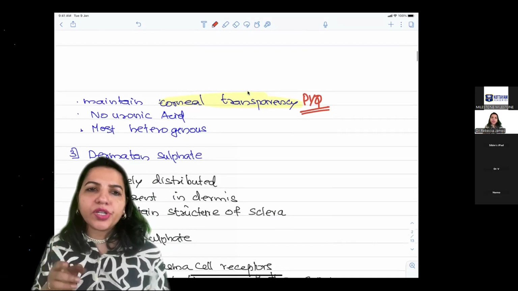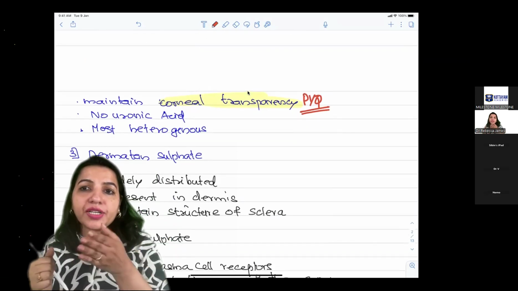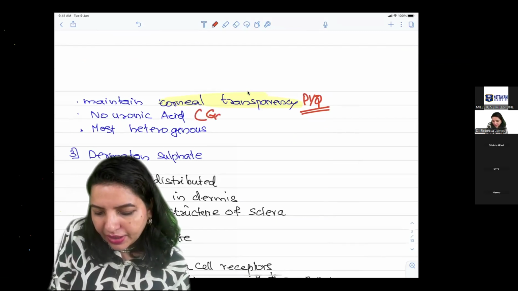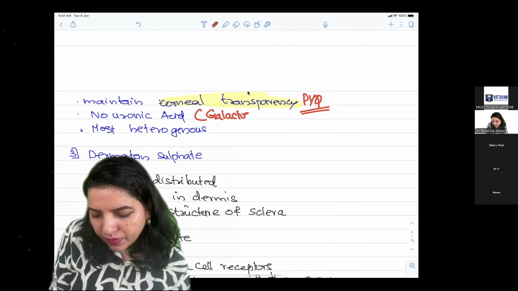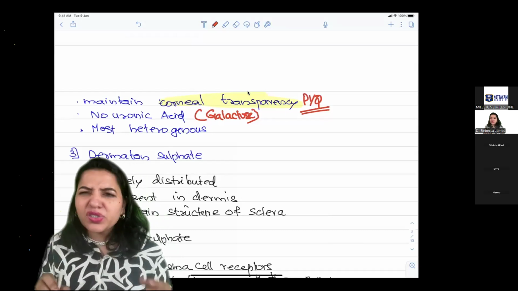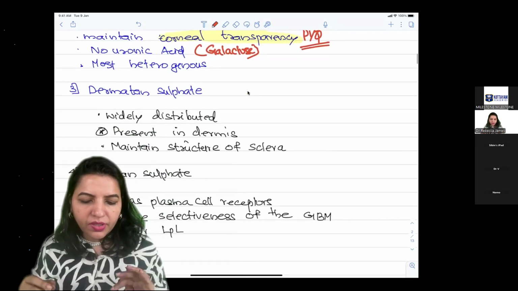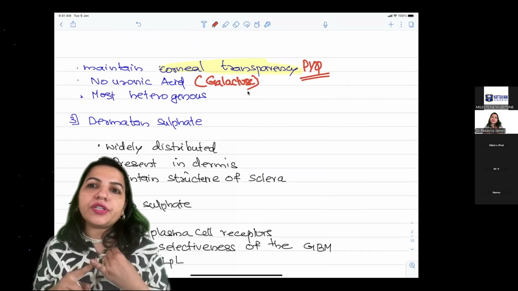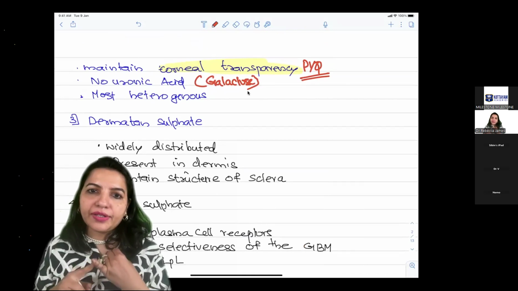Another peculiar feature is that it doesn't have uronic acid. That is, the acidic sugar is not there. Instead of that, it contains galactose. So there is no uronic acid; instead, what you can find is galactose in the case of keratan sulfate.